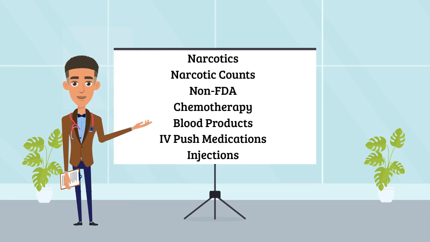J1 nursing students are not allowed to administer narcotic pain medications of any form: by mouth, IV, or pain patches. Students cannot participate in a narcotic medication count or remove any form of narcotic from the Pyxis machine. Students are not permitted to administer non-FDA approved drugs, chemotherapy drugs, or blood products. During your J1 semester, students are not permitted to administer anything by IV or give injections.